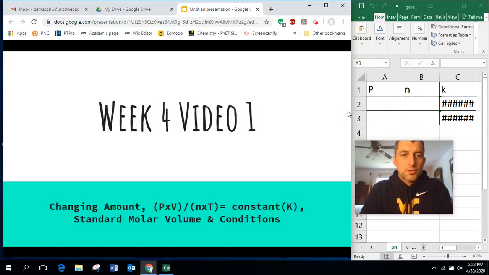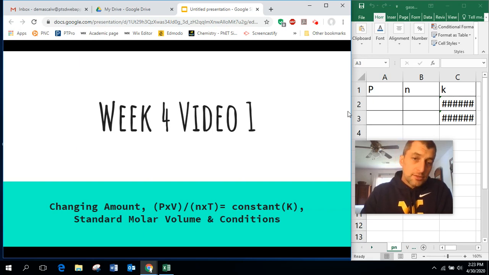Welcome to the first instructional video for week 4 of quarantine chemistry. This week, we're going to focus on what happens when we start to allow the amount of gas to change. Everything we've studied to this point, there's only been a certain amount of gas in a balloon and a sample. So we haven't had N or molar amount in any of our equations or our laws so far. So this week, we want to figure out how does changing amount impact pressure and volume.